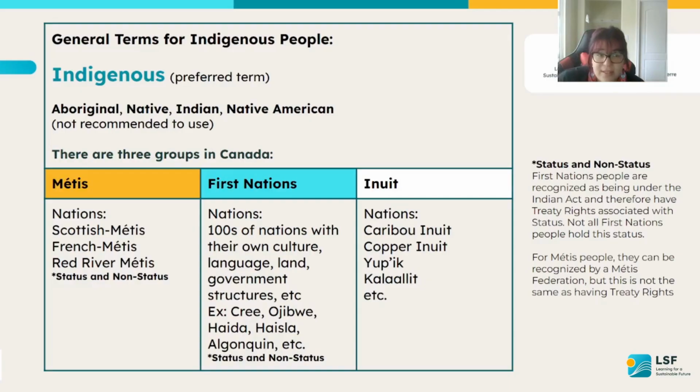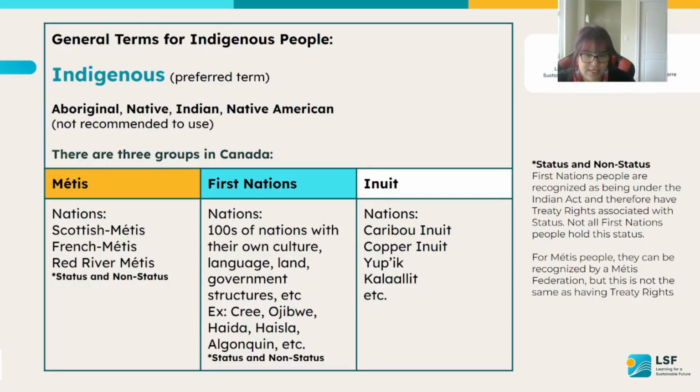They're not recommended to use, and I'll explain why, but they would be considered umbrella terms that people use to talk about all Indigenous groups. And then we see the three main groups underneath, Métis, First Nations, and Inuit. And then within those nations, there are subgroups. For example, in the Métis Nation, you can be Scottish Métis, French Métis, Red River Métis, and you can be status or non-status, and I'll explain that after.